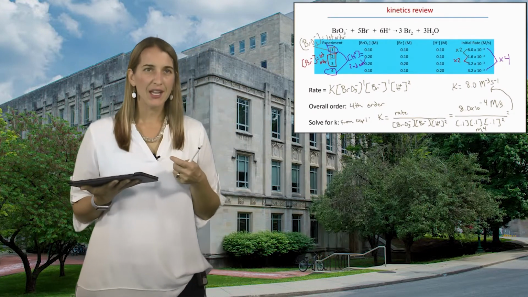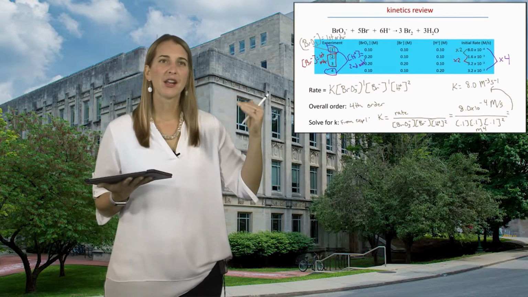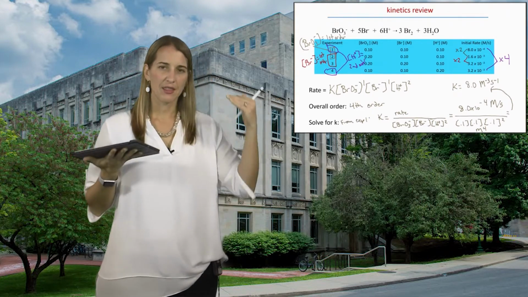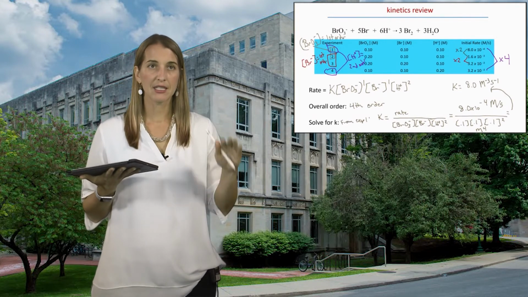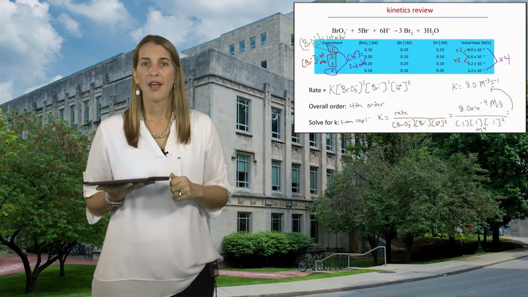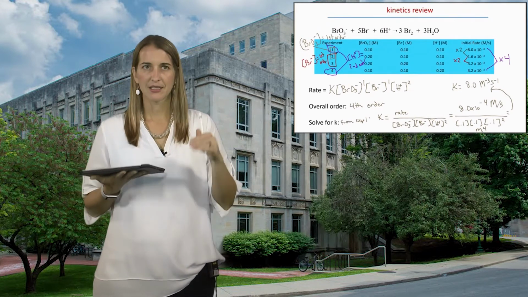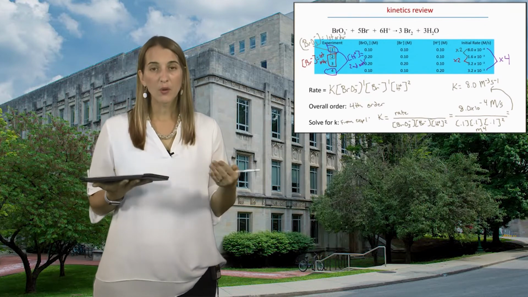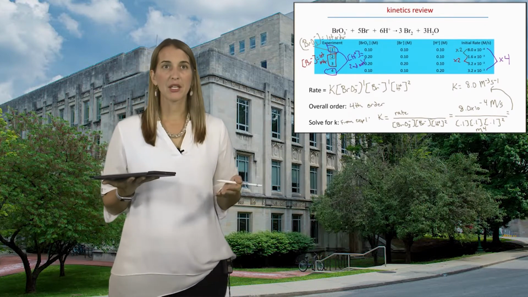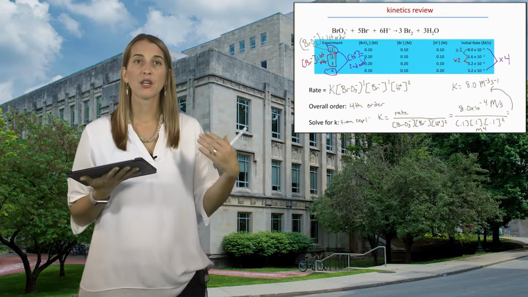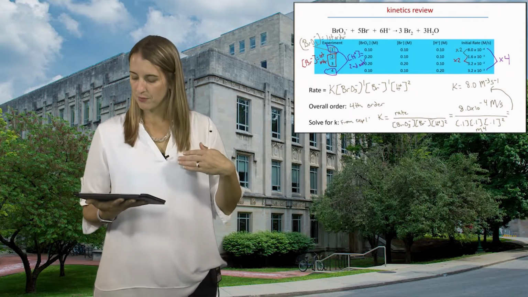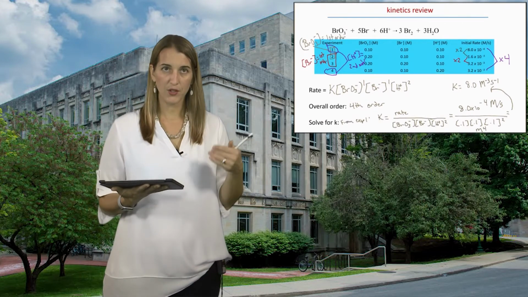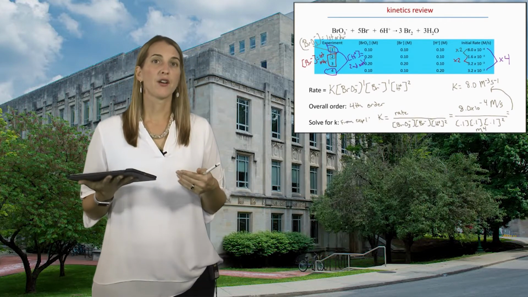All right, the next one, I looked at experiment 1 and 4. And the reason I picked these two experiments is the BrO3 minus stays constant at 0.1 molar, and the Br minus stays constant at 0.1 molar. So the only concentration that's changing is the H plus. It goes from 0.1 to 0.2, so it increases by a factor of 2. And when it does that, if you divide the rates of the fourth one to the first one, it goes up by a factor of 4.